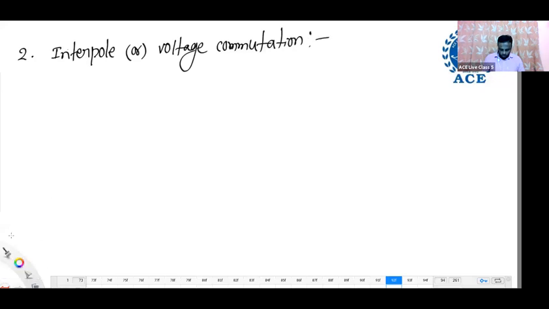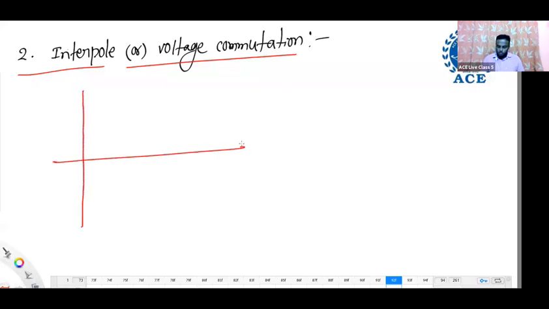Why do we call it voltage commutation? Whatever voltage is there in the coil, what is the voltage in the coil? Reactance voltage and EMF due to cross magnetizing effect. That voltage we will cancel with another voltage. Voltage only cancels, that's why we call it voltage commutation. How is it achieved? Whenever we place interpoles, they are located along the interpolar axis. This is the main flux and brush axis. Brush axis and interpolar axis are the same.